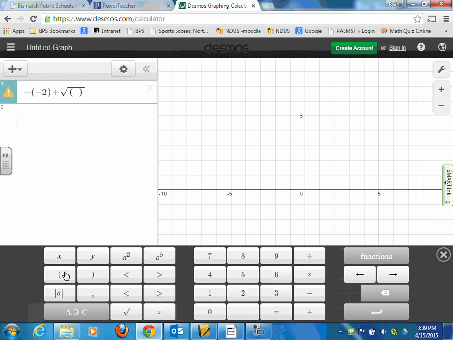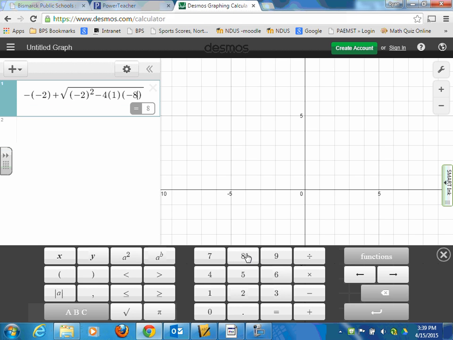parenthesis, -2. Close the parenthesis off, square it. Notice how it's exactly how I wrote it. -4, parenthesis, 1, parenthesis, another parenthesis, -8. Close it off.